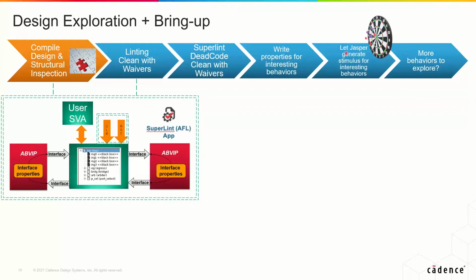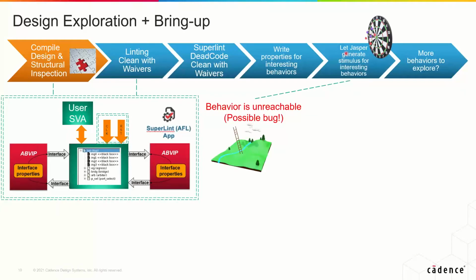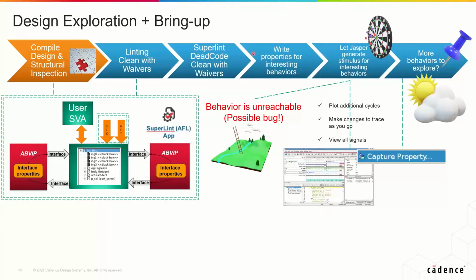You let the tool generate those stimuli for you, and the tool can either say that the behavior is unreachable, therefore there is a possible bug, or there is actually a plot which shows that behavior. And with that plot, you can then capture that property, which is the important part here. So you pin exactly the behavior you would like to see as a preparation for your formal bring up, as a formal setup. You can ask the question, are there more behaviors to explore? And if the answer is yes, you just iterate over this process over and over again.